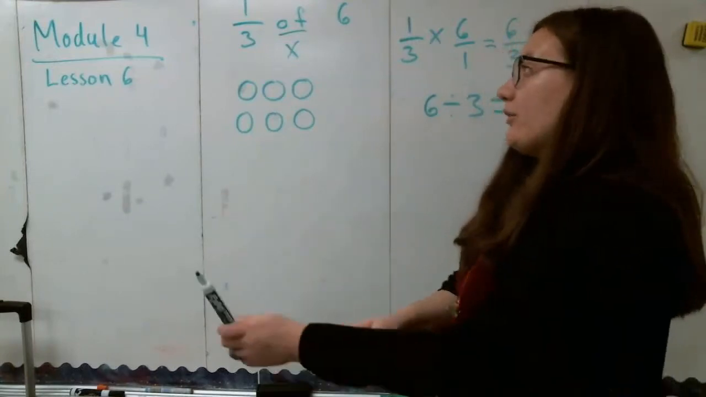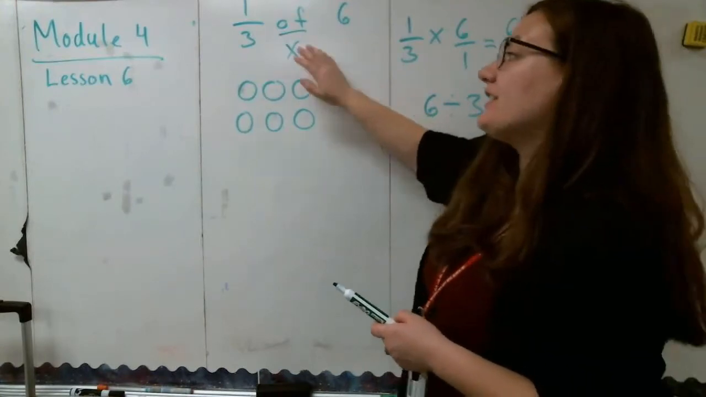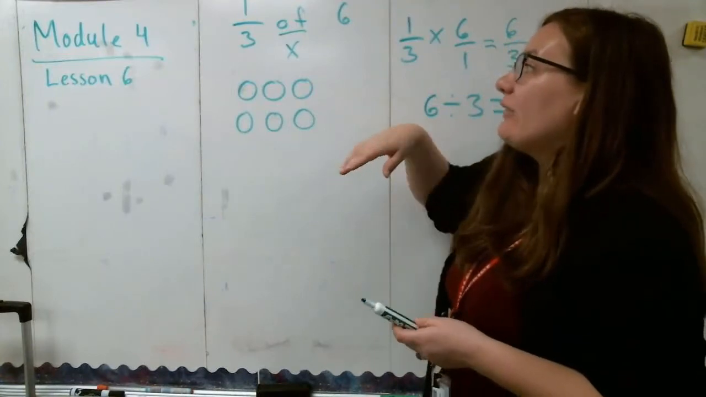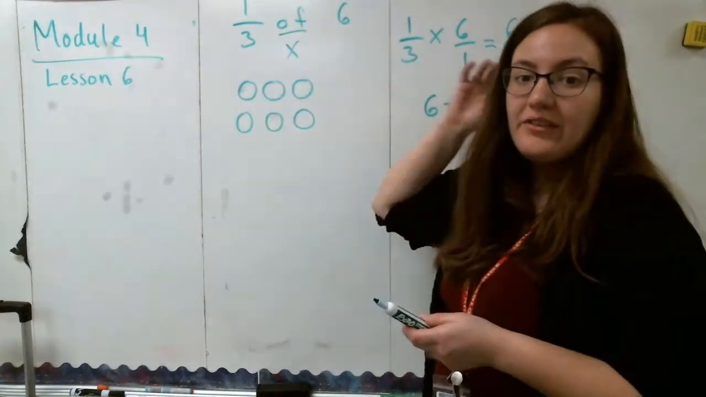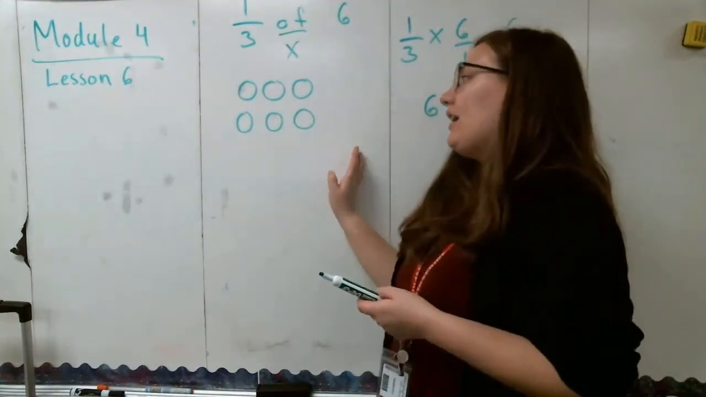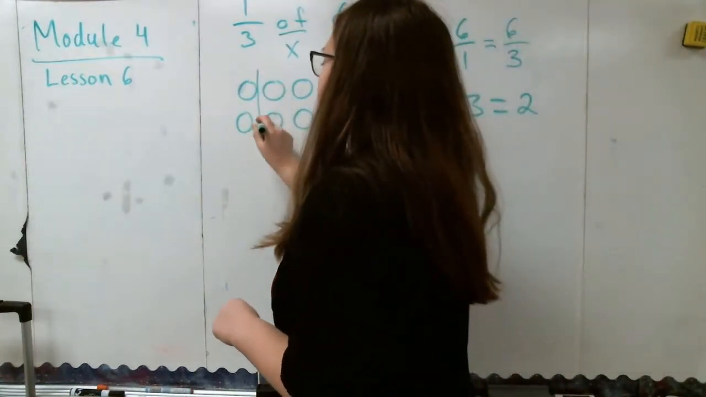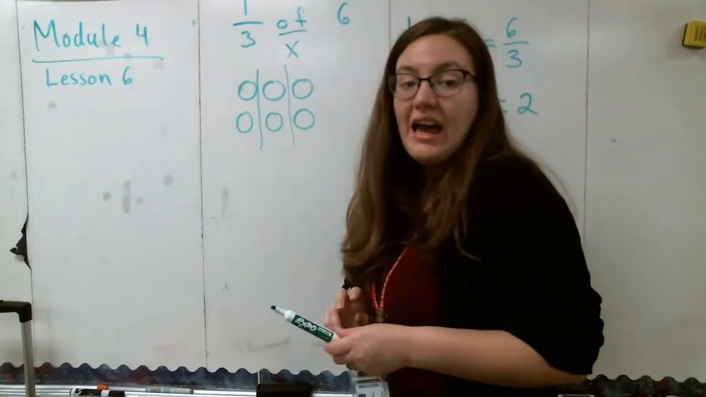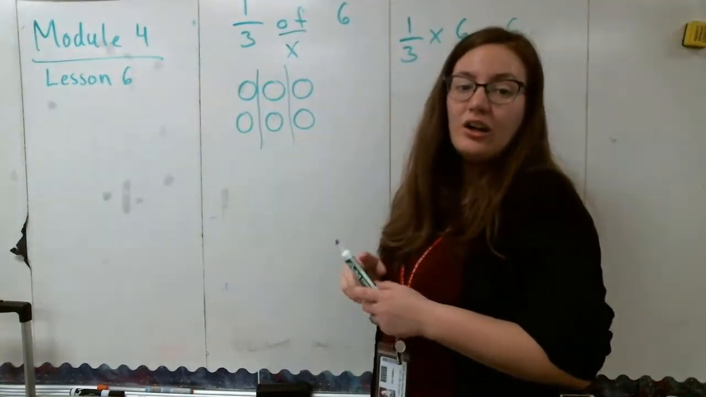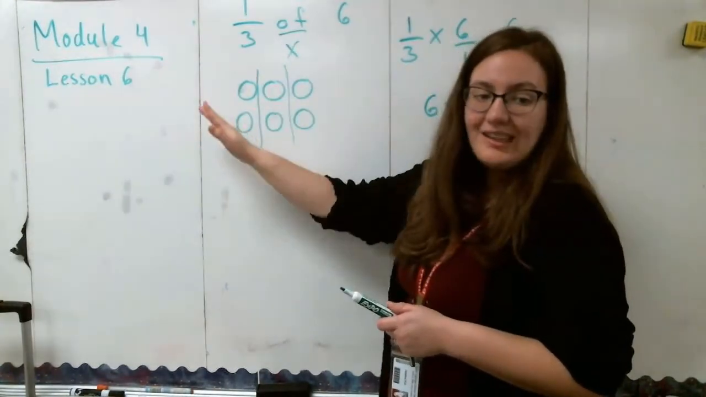So we're going to take a look at this problem right here, 1/3 of 6. What I have are 6 total dots or placeholders, and I want to find out what is 1/3 of that. Since my denominator is 3, that means I want to break my model up into 3 equal parts. So to do that, I'm just going to simply draw lines going straight down, and what I now have is 1, 2, 3 groups. And there are 3 equal groups, and they all make up 6.